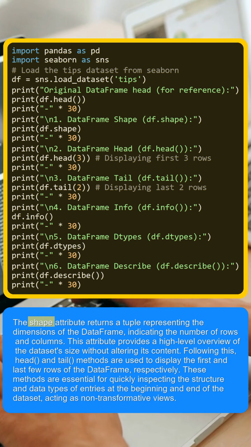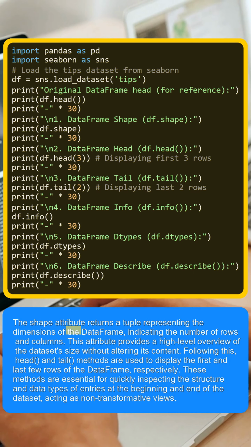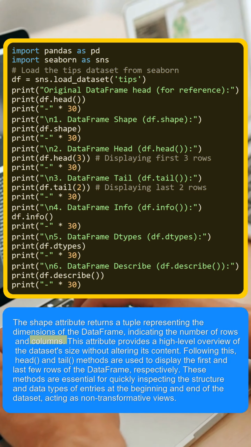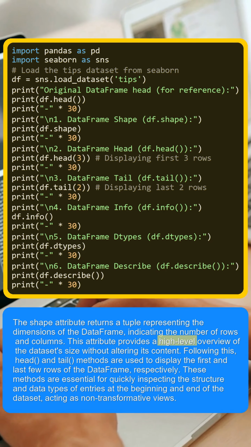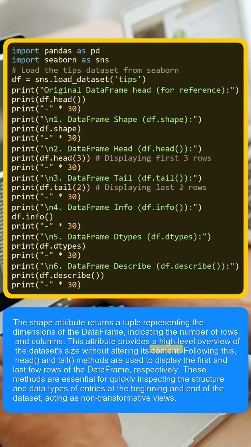function. The shape attribute returns a tuple representing the dimensions of the data frame, indicating the number of rows and columns. This attribute provides a high-level overview of the dataset's size without altering its content.